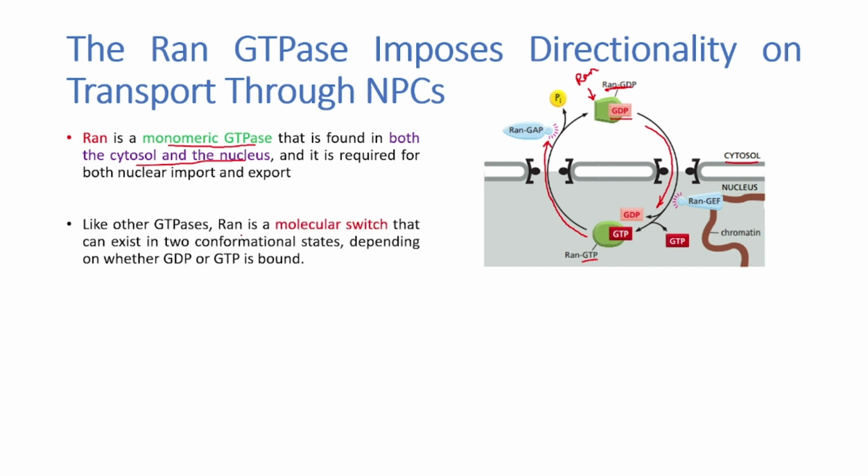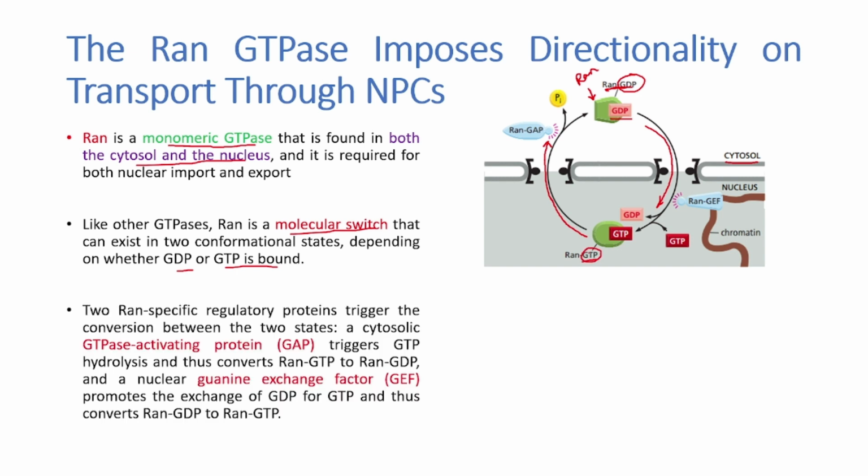Like other GTPases, Ran is a molecular switch because it can exist in two conformational states, one bound to GTP and the other bound to GDP. So remember, GDP is bound only when it is in the cytosol, and GTP is bound only when it is in the nucleus. There are two Ran specific regulatory proteins.